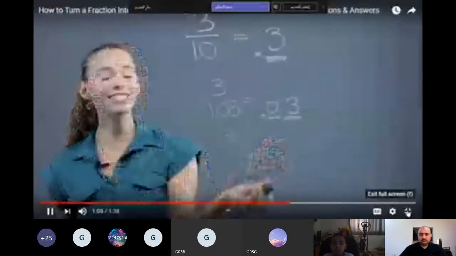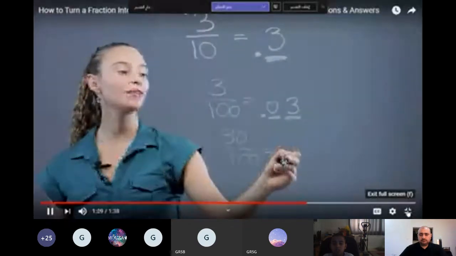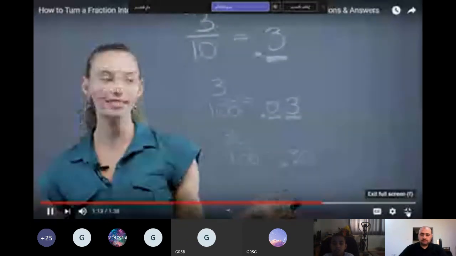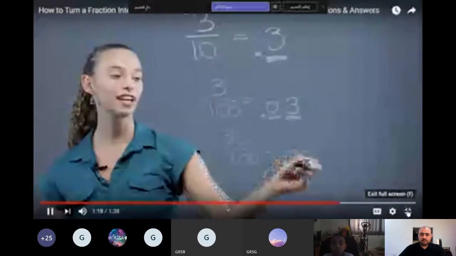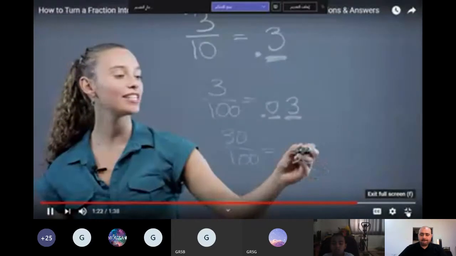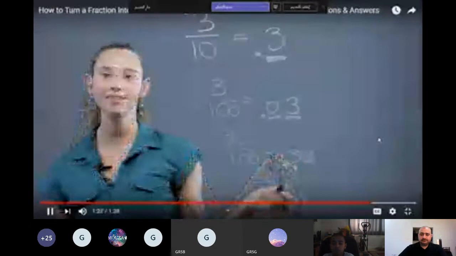If we have 30/100, well, that's the same as 3/10 if you reduce it. So again, that's 0.3. You can write it as 0.30. It's the same thing, 0.30 over 100. You can say that's the hundredths place. But you don't need to write a 0 because it's after the decimal. So you don't actually need to have that. You can just write 0.3.